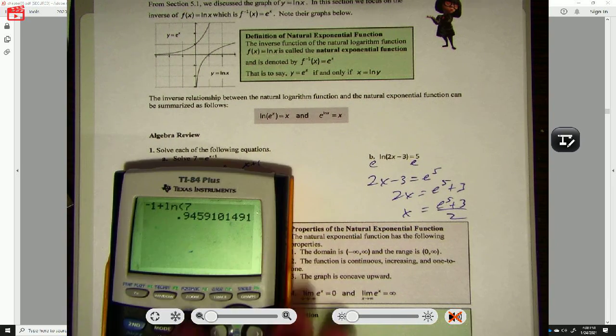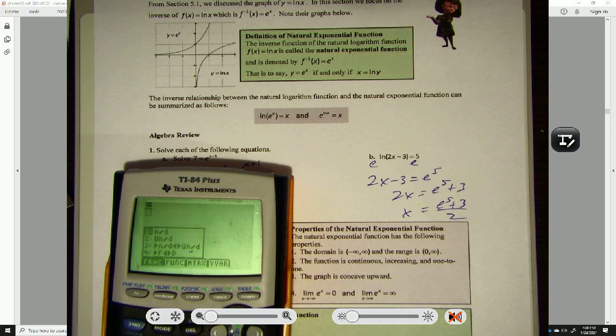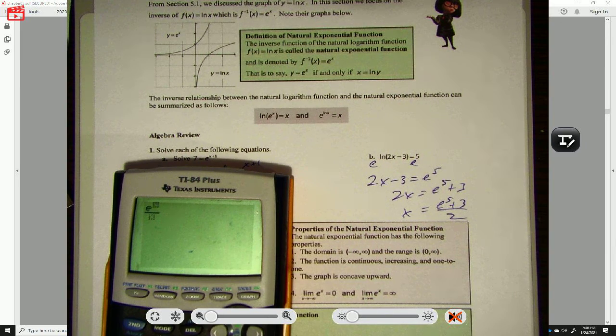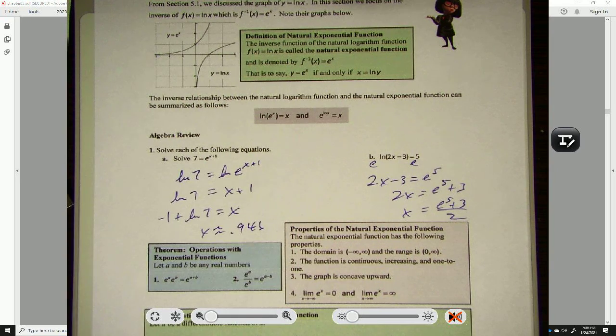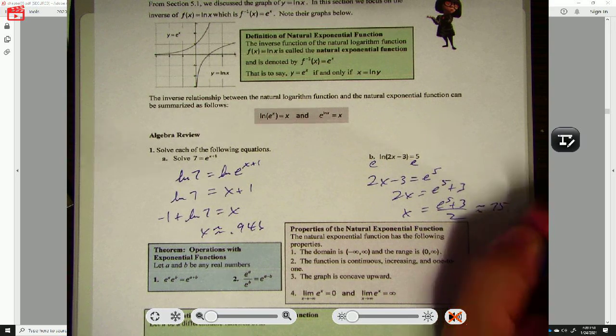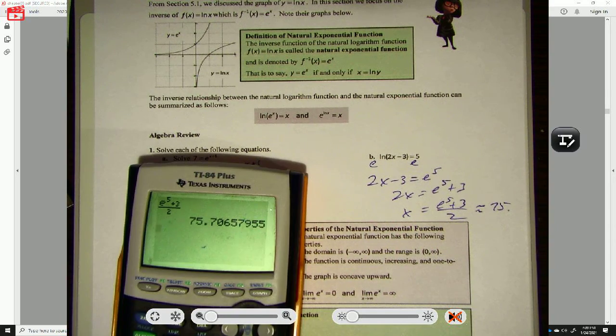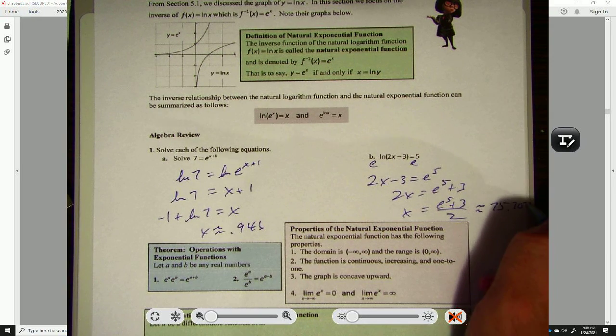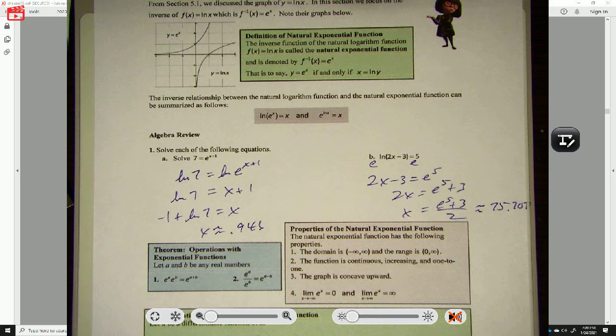Put that in the calculator. Oops. So I'm going to use the calc fraction button here. e to the 5th plus 3 over 2. And you got 75.707. Okay, pretend you can see that.